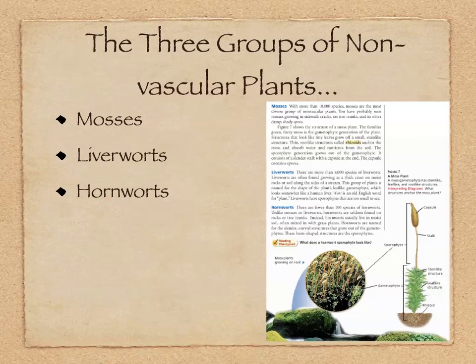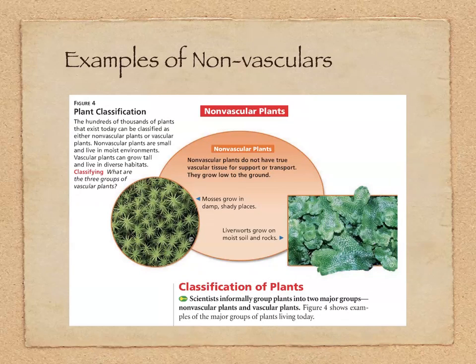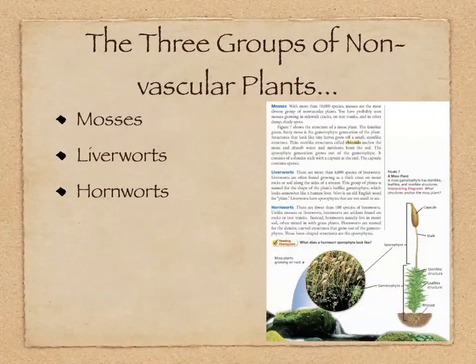Liverworts are like we saw in the picture yesterday. They are flat and low growing, whereas the mosses have the stalked sporophyte generation on them.